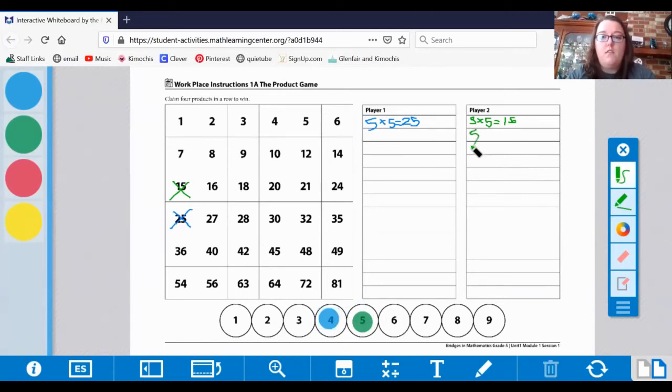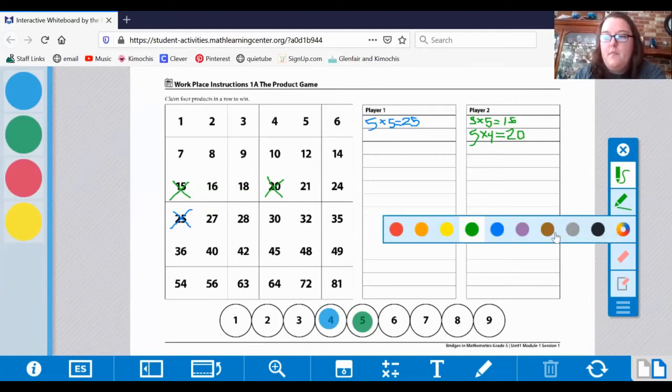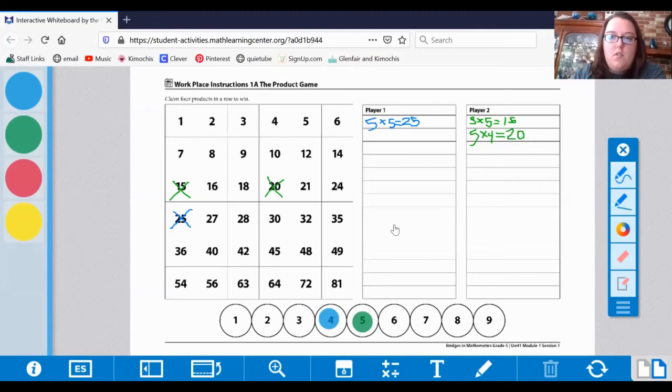So 5 times 4 equals 20. Ooh, my writing is rough today, guys. But I also noticed that even though it's not these two, it is still in a line. It gives me lots of choices this way, as well as I'm still within that same line of the 15. So switch back to blue, turn it off.